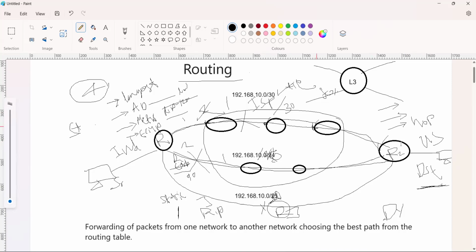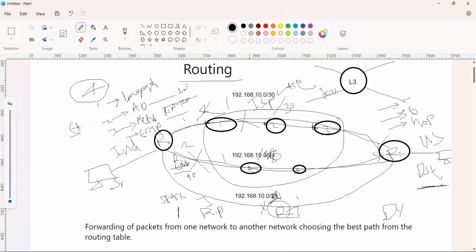For example, here 1, 2, 3, and here 1, 2, and here 1, 2, 3. This one is a 1, this is a 2, and this is a 3. Whichever has the lower hop count will be elected. OSPF and EIGRP we will discuss later. But here the first, second and third paths will move on to the metric value.